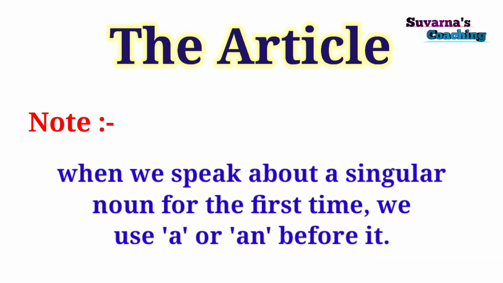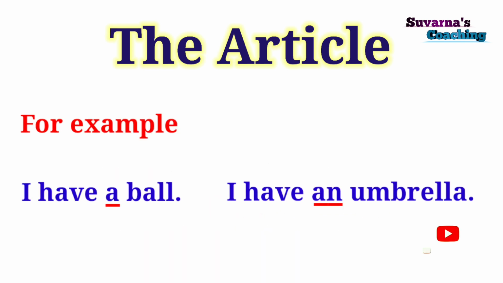Important note: when we speak about a singular noun for the first time, we use a or an before it. For example, I have a ball, I have an umbrella.